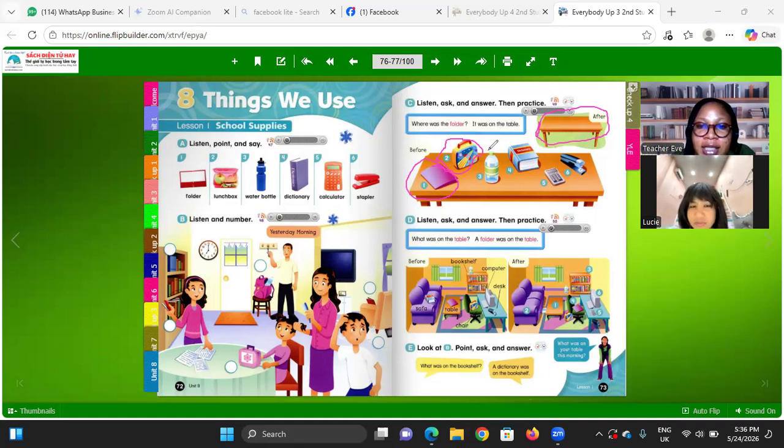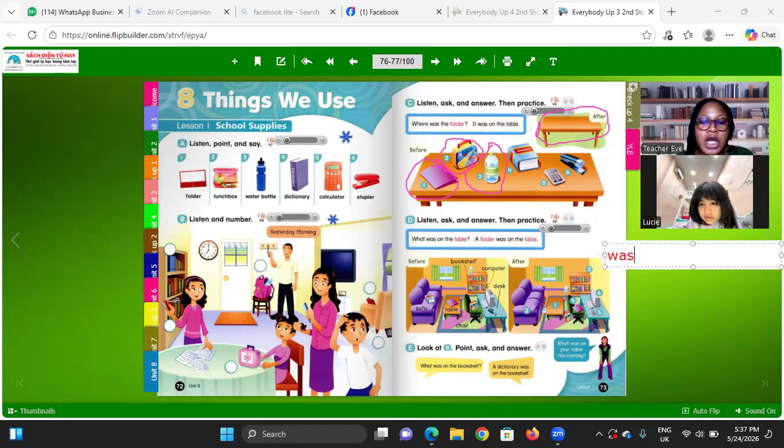Then number 3, tell me where was the water bottle? It has on the table. No, not has. It was. Past tense of is is was. Okay. Look at this. Is was, not is. You say was. Past tense. Then if it's present tense, you say is.